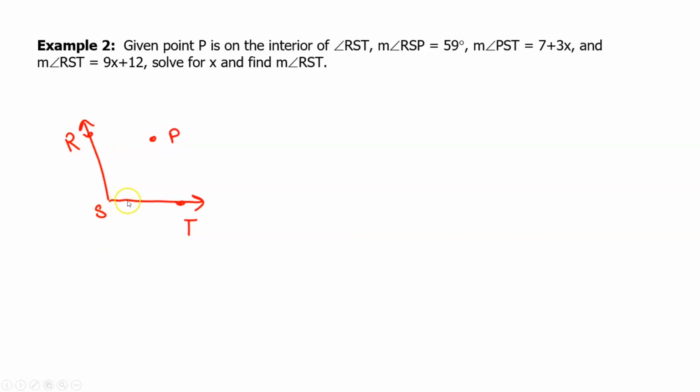So you should be drawing this on your notes sheet. So we have angle RST. P is on the interior. When something is on the interior, it just means it's in between the two rays of the angle. So it could be anywhere on the interior. It doesn't have to be exactly in the middle.